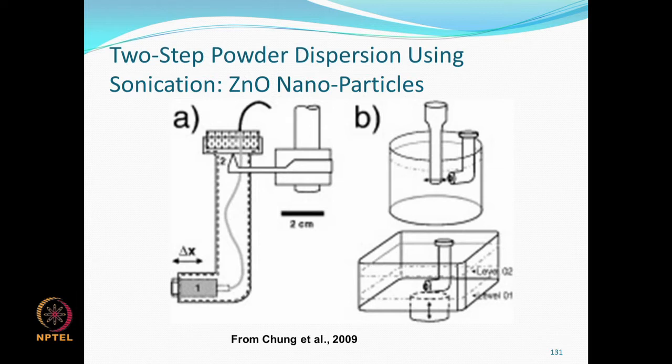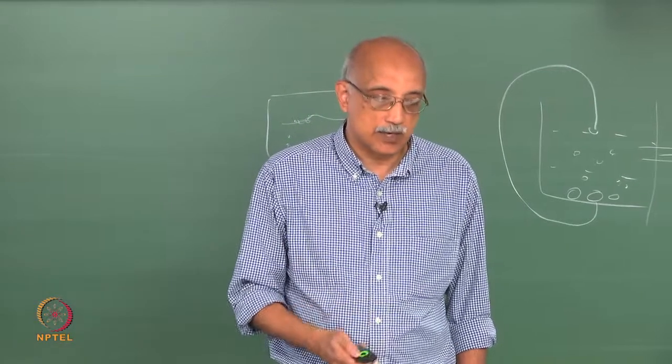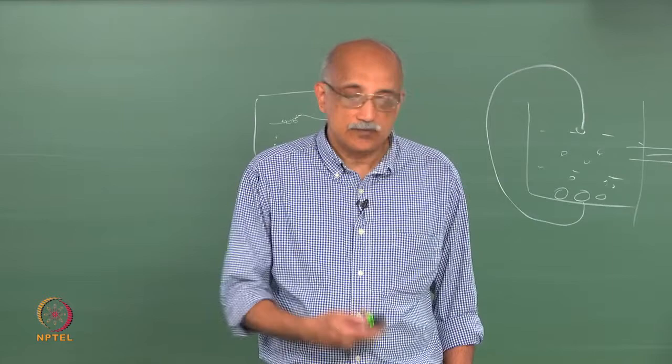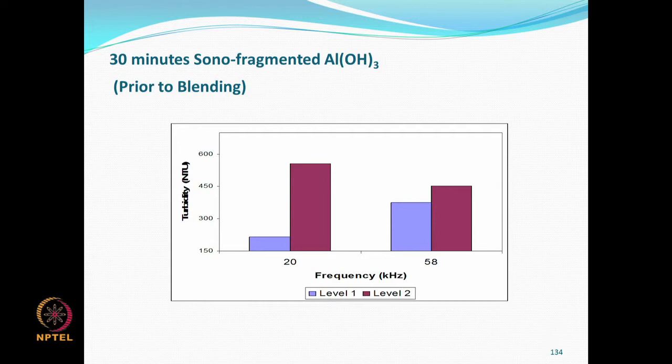So there are many examples in literature of where sonication has been done to disperse nanoparticles into composites. This is a system that is used to take zinc oxide nanoparticles, and using a two-step dispersion process with sonication as the mechanism, you can incorporate it very uniformly into a polymer matrix. There are other literature citations. People have done polymer clay nanocomposites using ultrasonically assisted polymerization as well as mixing. The ultrasonic treatment has been used to make aluminum based composite materials. So use of sonication as a method for producing nanocomposites is fairly well reported in literature, and we have done some work in our laboratory also to do high frequency blending, or we call it sono blending of particles in suspension. Here is some data from our laboratory.